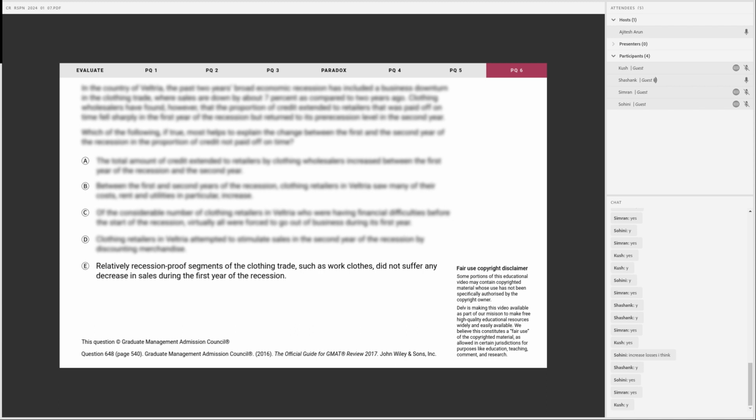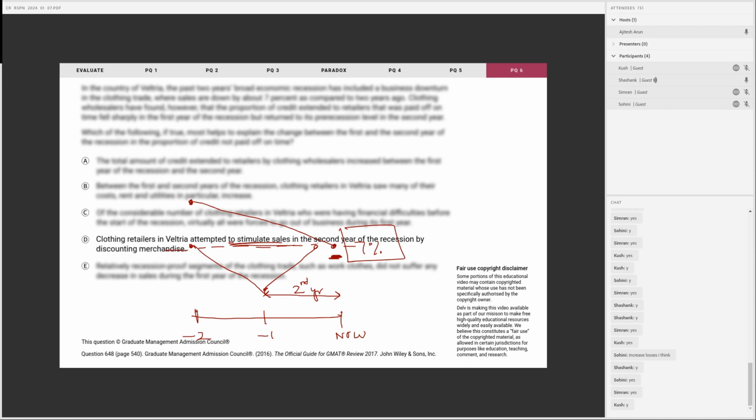One question, Ajitesh. Can I also look at option D? It says clothing stores in Veltria attempted, right? So the word attempted doesn't necessarily mean they were successful in stimulating sales. They could have failed. They could have attempted giving discounts to stimulate sales, but because the word attempted is used here, that doesn't necessarily mean that they have succeeded. That is absolutely correct. So can I use that uncertainty associated with the word attempt to eliminate option D as well?